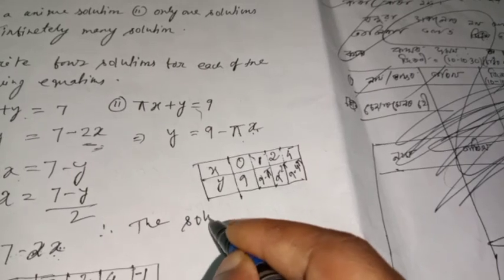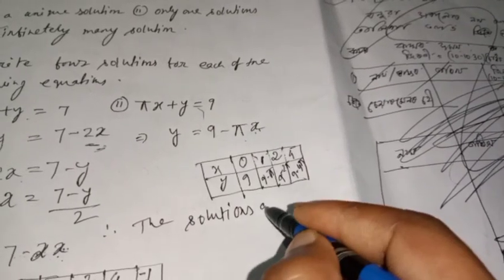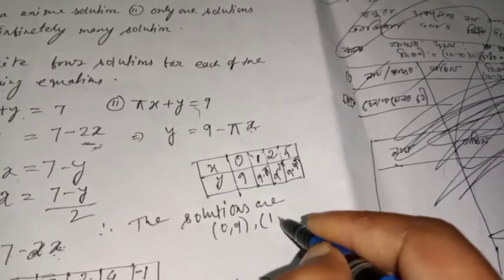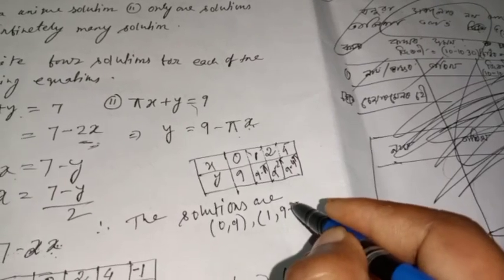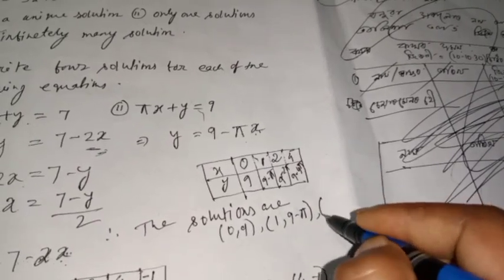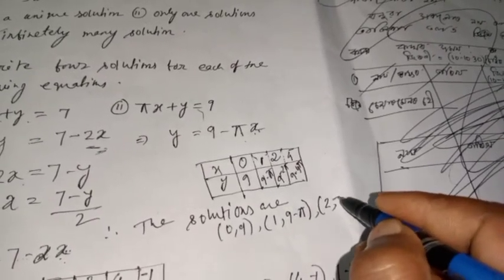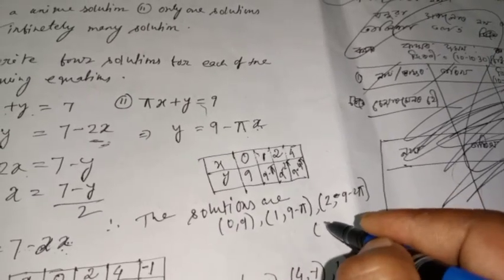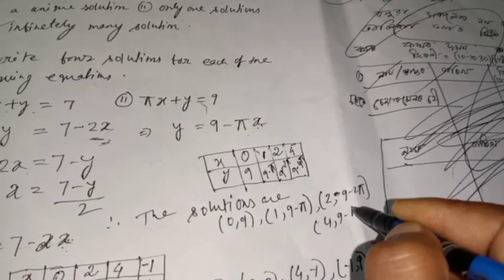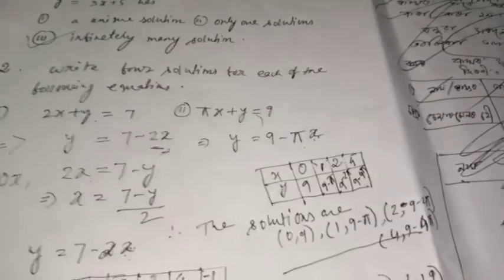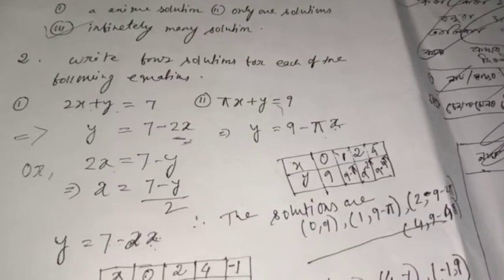Therefore, the solutions are 0, 9; 1, 9 minus pi; then 2, 9 minus 2 pi; and one more, 4, 9 minus 4 pi. These are the 4 solutions. Understood? Okay, so like this you have to find the solutions of a linear equation in 2 variables. Next question.